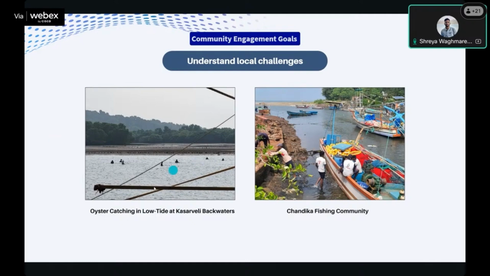As the image shows here, during the low tides, the locals were seen engaged in catching oysters, which happens only during low tides. That also seemed to be an important source of their income. Something similar was observed with the Chandika fishing community as well. Low fish catch due to a higher number of fishing boats makes their chances very low.